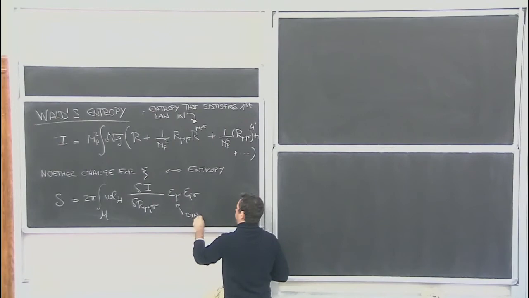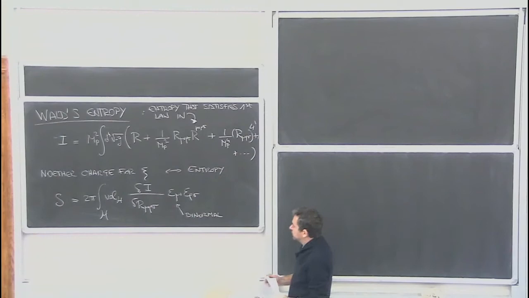Okay, now what you should be confused about is the variation with respect to the Riemann tensor. It's not something we are used to doing. Usually we vary the action with respect to the metric. So here are some rules.